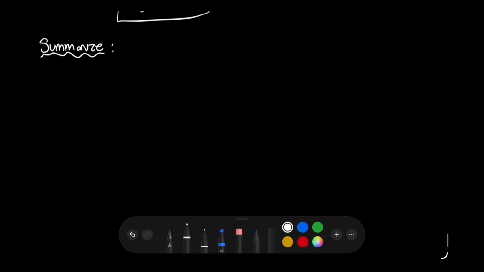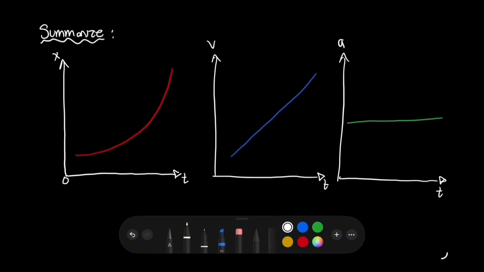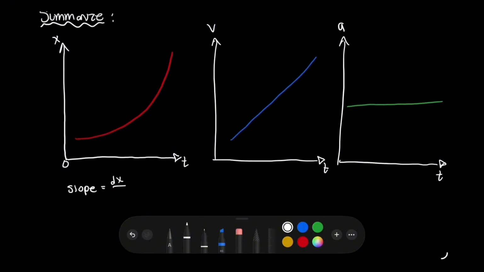So in general, to summarize, there's three kinds of graphs that we went over: position time graphs, velocity time graphs, and acceleration time graphs. And the slope of a position time graph gives the velocity. The slope of a velocity time graph gives the acceleration.